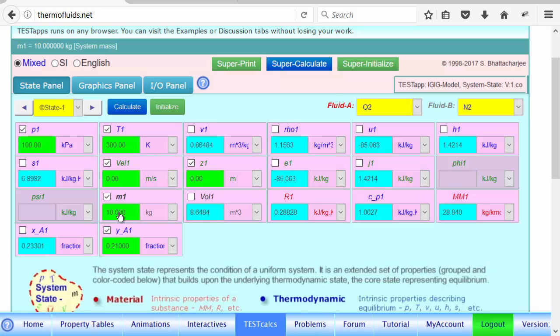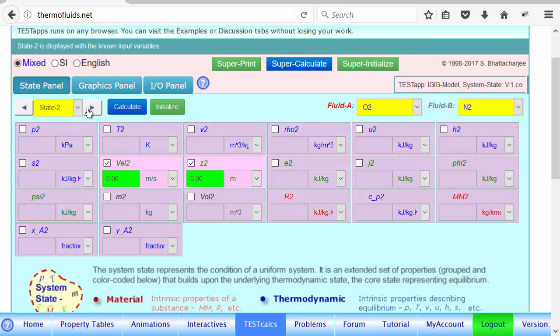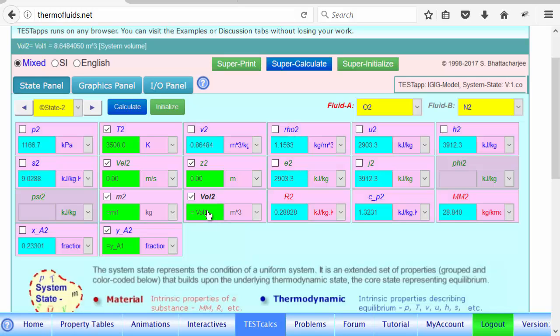So state 1 is completely known. For state 2, again, air is not changing, so we can write YA2 equals YA1. We could also type in 0.21. Temperature is 3500 Kelvin. And of course, mass doesn't change, M2 equals M1, and volume doesn't change, Vol2 equals Vol1. Now we calculate the state.